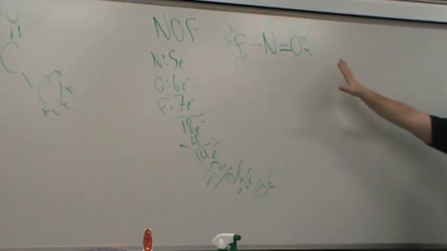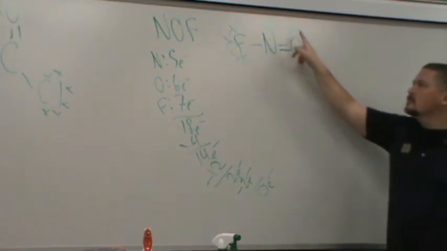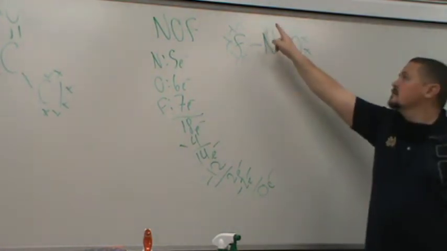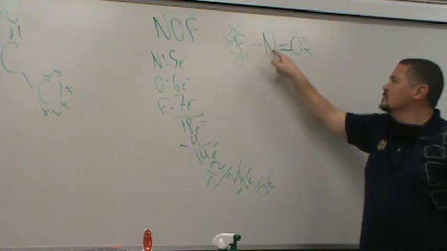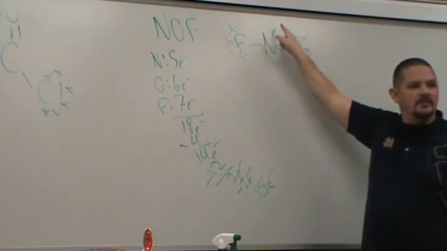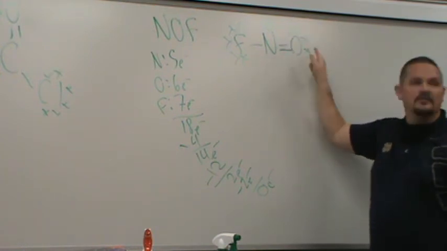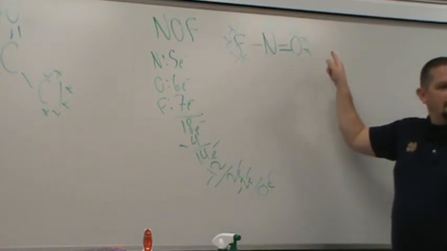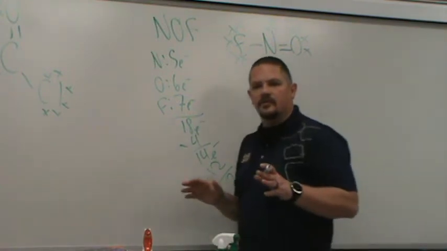So how many people came up with this? Oxygen can't have two, but then it only has 6 going to it. It has 8. 1, 2, 3, 4, 5, 6, 7, 8. Oxygen has 8. Questions? Any questions? No?